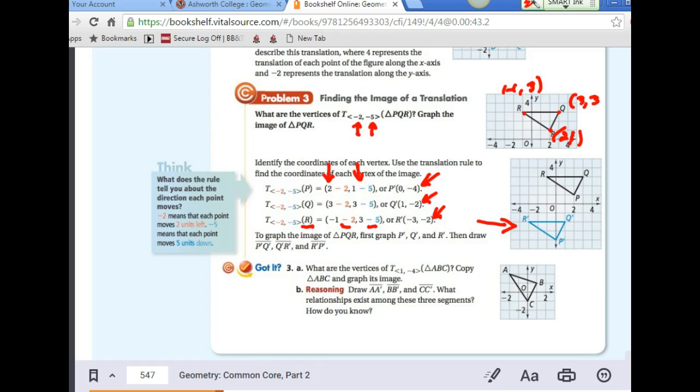What I want you to notice is that if I go just from R to R prime, I'm going 1, 2 to the left and 1, 2, 3, 4, 5 downward. So it does go 2 to the left and 5 downward to get to the next one. So we can do it graphically, or we can do it using function notation to literally find the points themselves, which is what this was doing right here. Okay.